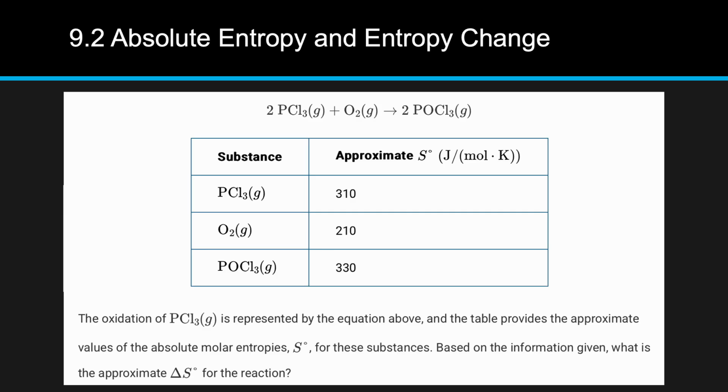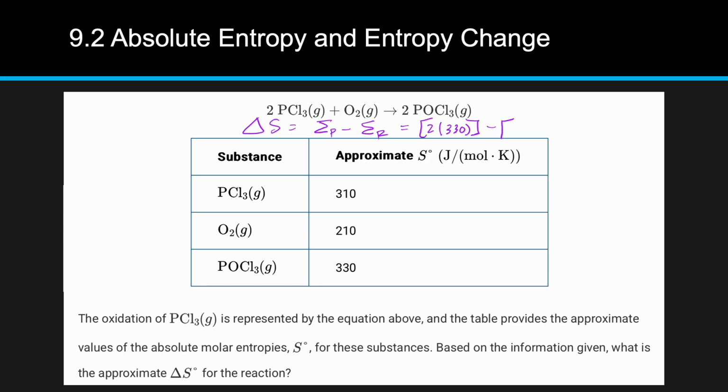So if we are looking to solve for delta S, remember the equation is delta S equals the sum of your entropies of your products minus the sum of your entropies for your reactants. So for our products, we have 2 POCl3. So I'm going to multiply 2 by our 330, and that is the sum of our products.